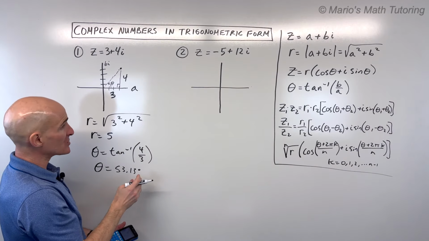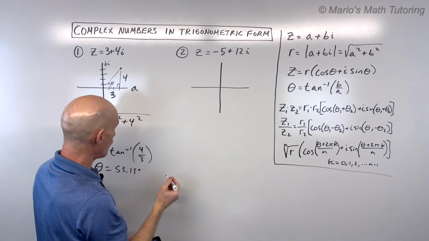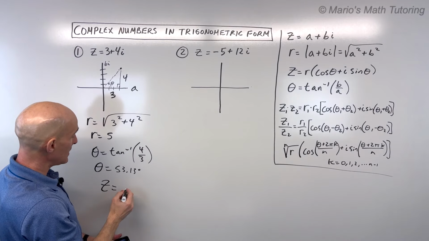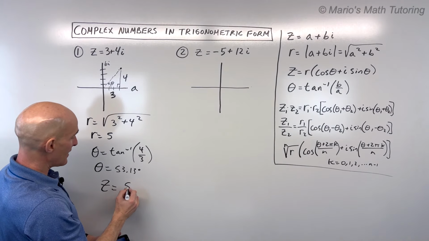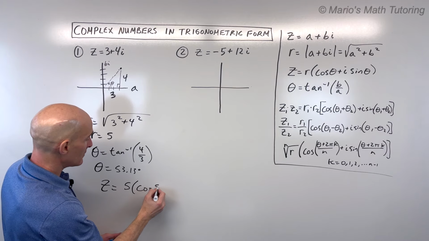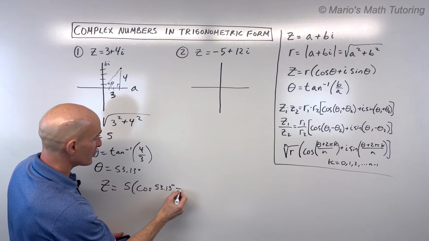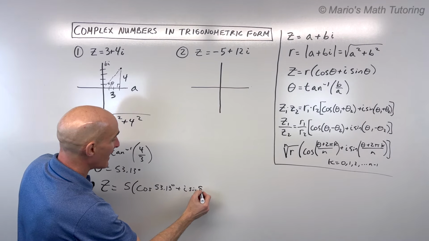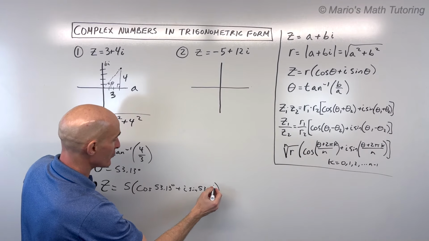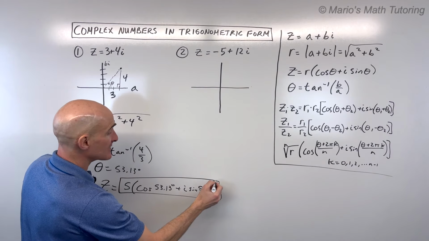That's about what that angle is. So if I was to write it now in our trigonometric form, I would say our complex number z could be written as 5 cosine 53.13 degrees plus i sine 53.13 degrees. And that's the trigonometric form.